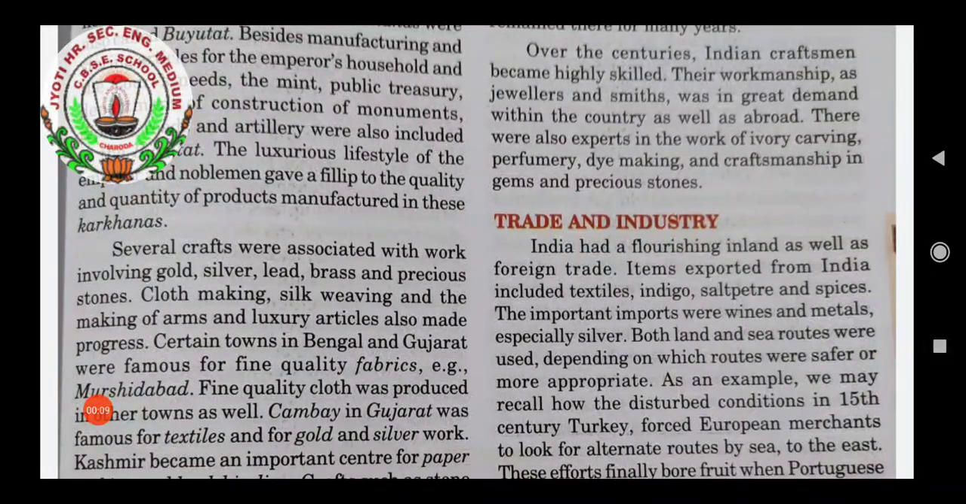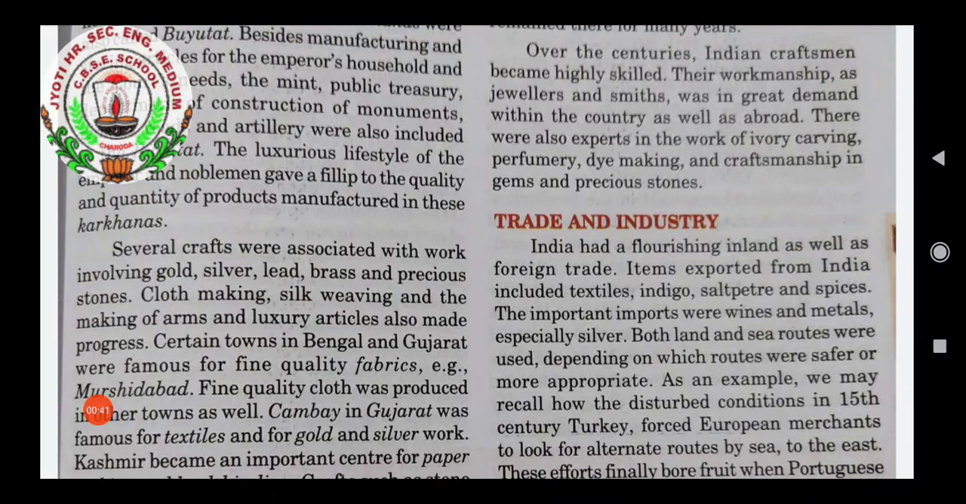In today's class, I will be explaining the next topic of chapter 6. Name of the chapter is Towns, Traders and Craft Persons. Now, before this class, I have explained regarding the towns. As we got to know, there were different types of towns like court towns, temple towns, commercial towns, and after that I have explained about some craft. Today I will be explaining trade and industry.